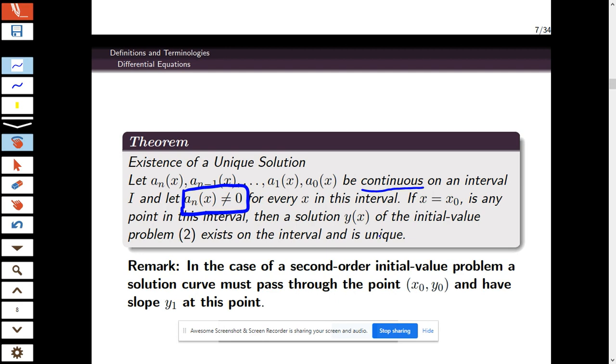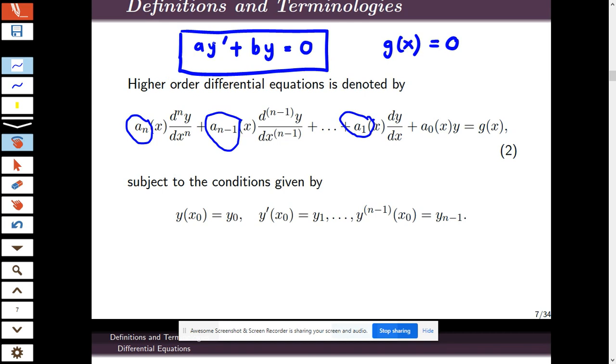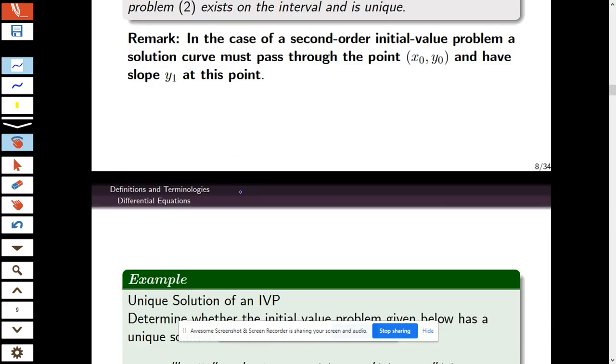For second order, the solution curve must pass through a point. For first order, you must make sure there is this a here. See? What happens if a is 0 here? You have 0·y' equals 0. Can you find a solution here? No. That's why it's not a unique solution. So make sure my a is not equal to 0 for the solution to exist and be unique.